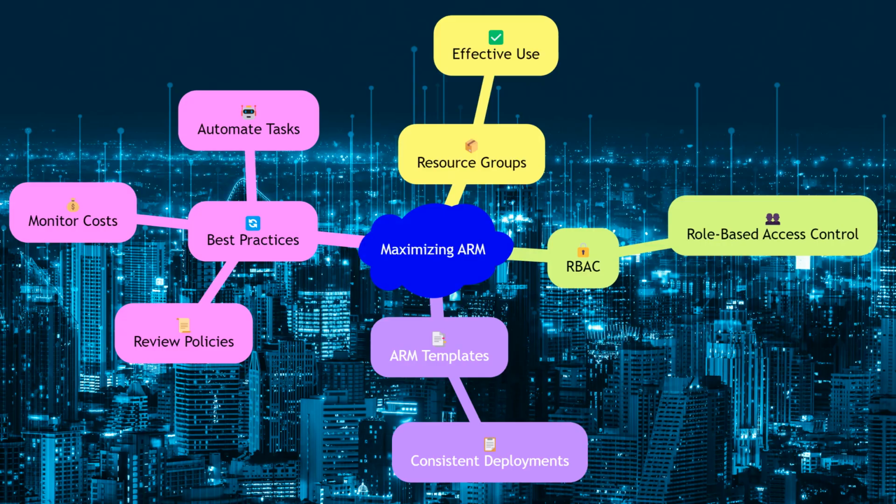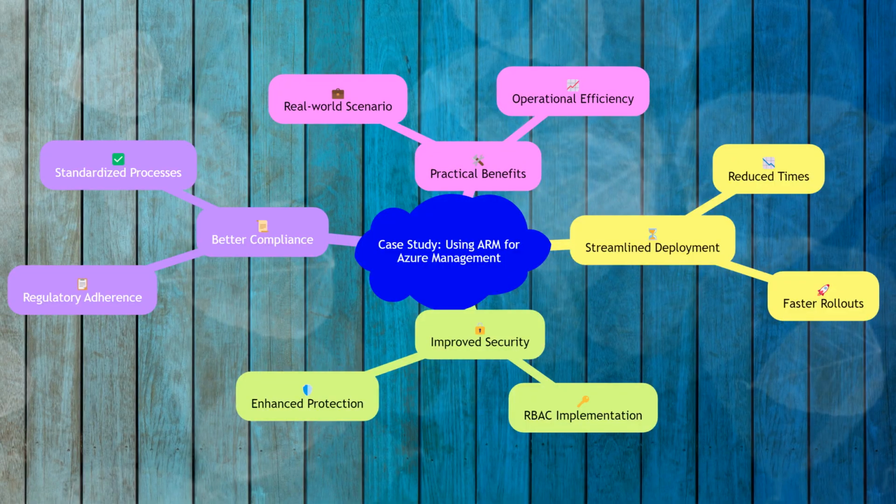To get the most out of ARM, it's important to follow best practices, such as using resource groups effectively, implementing RBAC, and leveraging ARM templates for consistent deployments. Additionally, regularly reviewing and updating your policies, monitoring costs, and automating tasks can help you maintain a well managed and optimized Azure environment. Let's explore a case study where a company used ARM to streamline their Azure resource management.